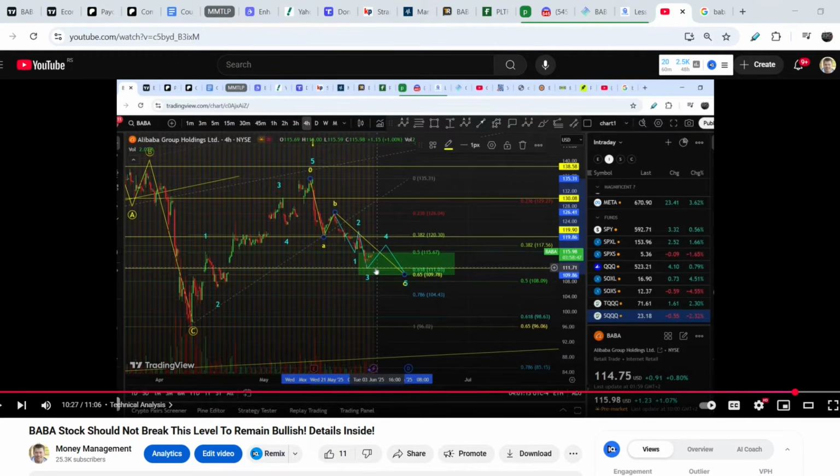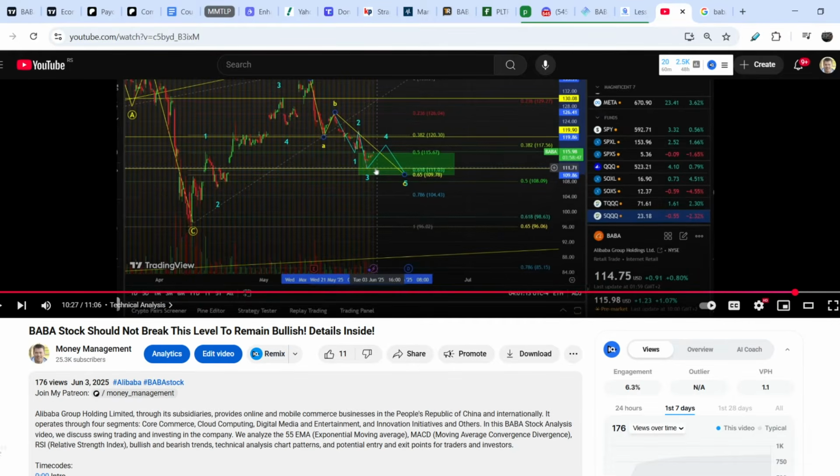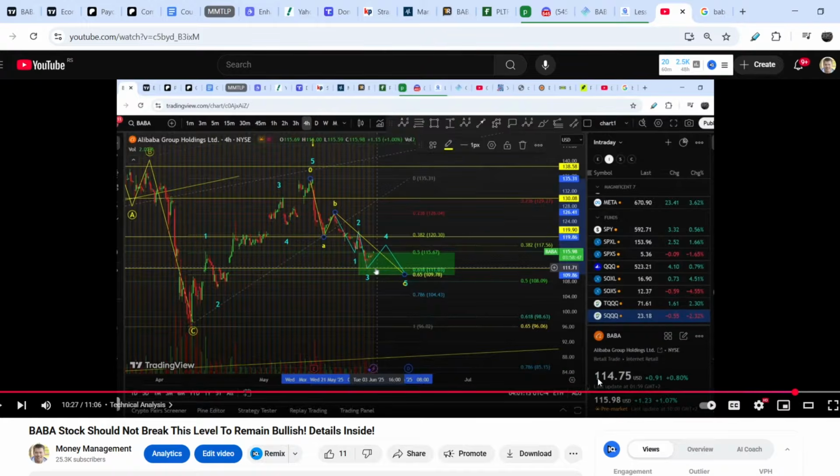Hello, my friends. This is the video that I made on Alibaba on June the 3rd, when the price of this asset was, as you can see right here, at $114.75. And at this very point, my main assumption was the following. We hit this green rectangle. It was a major accumulation point for the 1-2 potential setup. And because of this fact, we could see, I would say, another leg to the downside in order to complete the internal C wave, but in general this rectangle should work perfectly well.